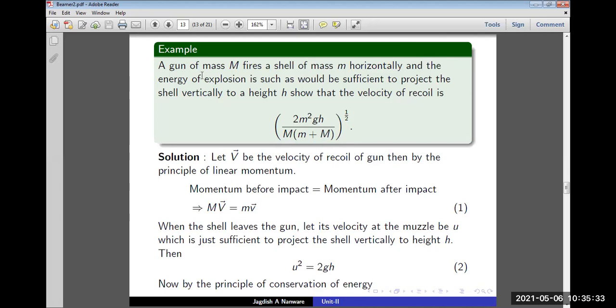The gun of mass M fires a shell of mass m horizontally, and the energy of explosion is such as would be sufficient to project the shell vertically to a height h, so that the velocity of recoil is the square root of 2 times m square gh upon capital M into (M plus m). So this is the velocity of the recoil.